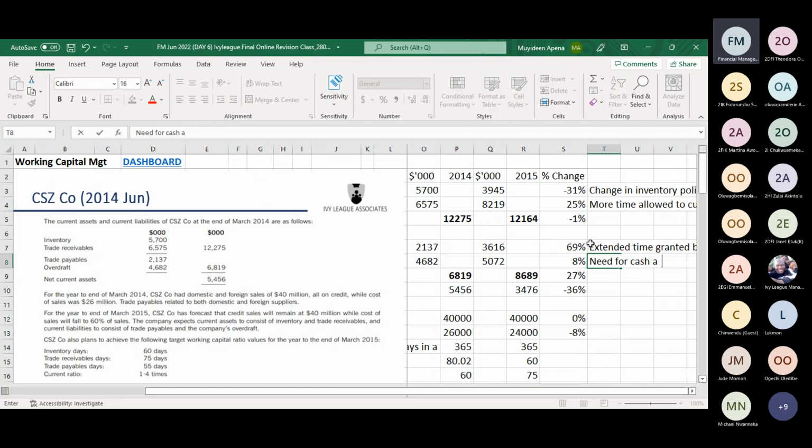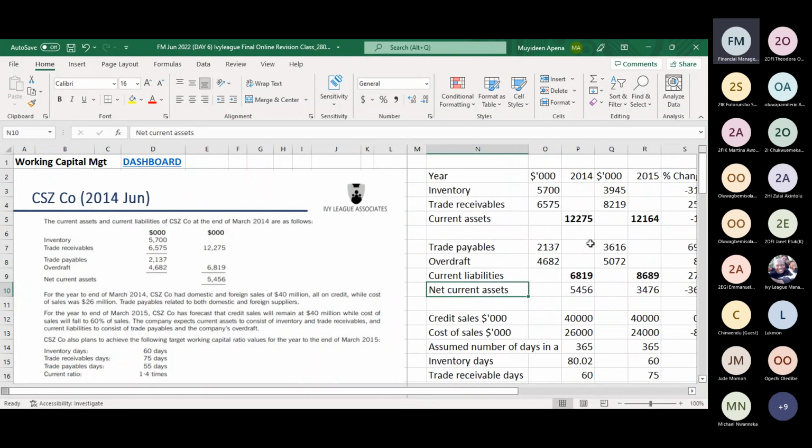Need for cash. Okay. So as a result of more cash tied down, isn't it? Exactly. Customers. Good. I agree. Okay. So moving on, what now happened eventually?